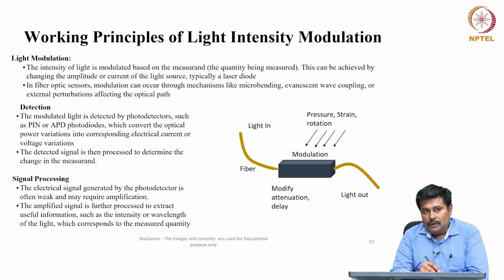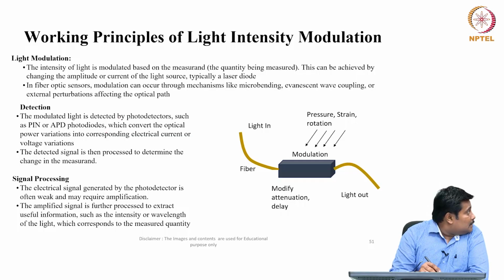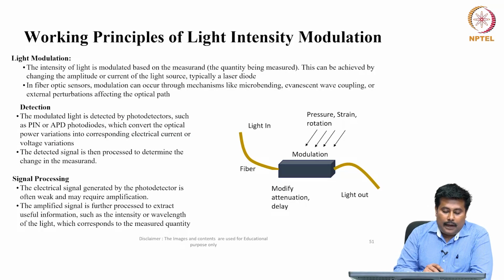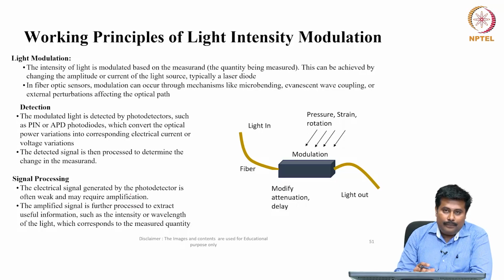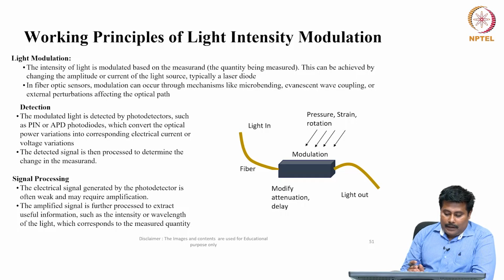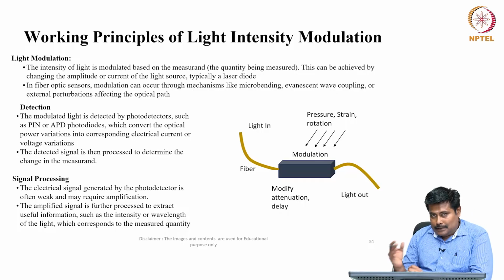optical path. So, as far as detection is concerned, the modulated light is detected by a photodetector such as PIN or APD photodiodes, which converts the optical power variation into a corresponding electrical current or voltage variation. The detected signal is then processed to determine the change in the measurement. So, in this particular case, signal processing is considered to be one of the key characteristics which takes up a shape.